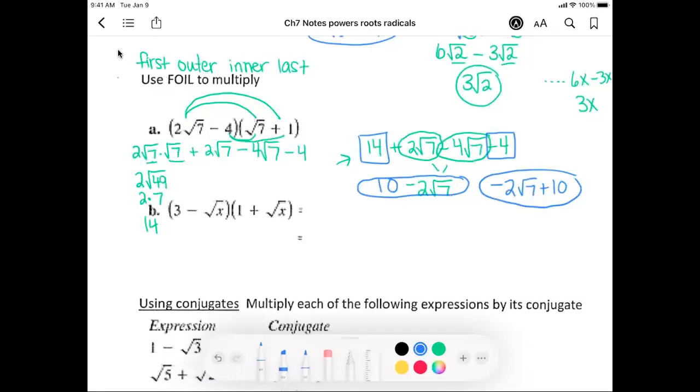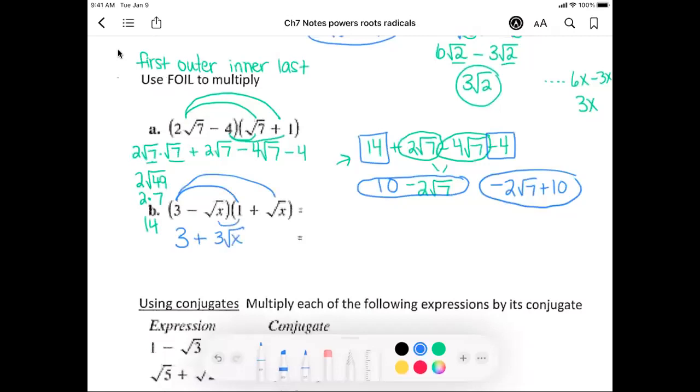All right, so when we're solving this problem, the first thing we're going to multiply are these first numbers here, the 3 and the 1. 3 times 1 is 3. Then we're going to multiply 3 times the square root of x. And because that's a positive, I'll put plus 3 times the square root of x, which would just look like this, 3 times the square root of x.